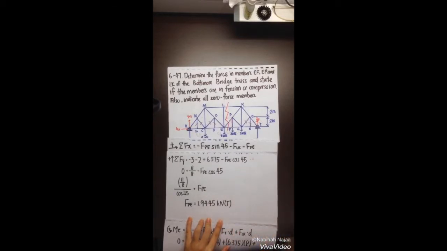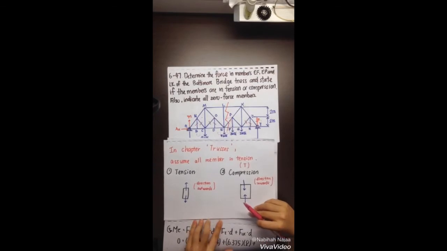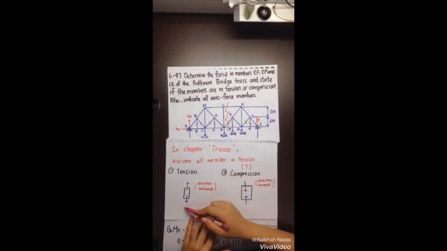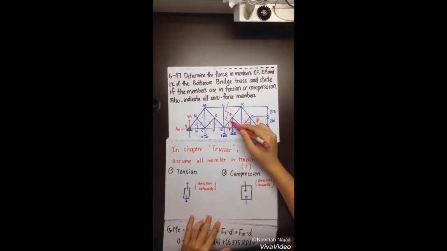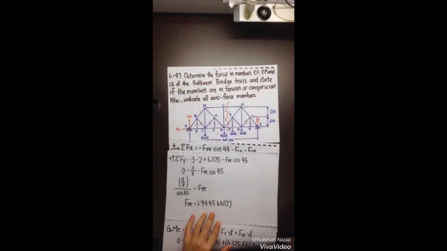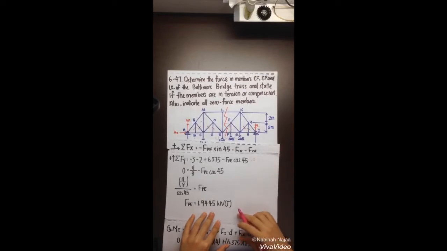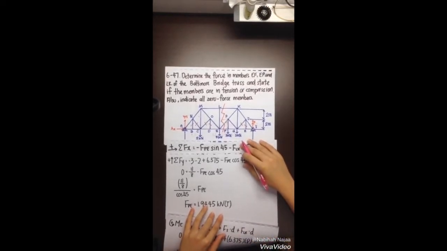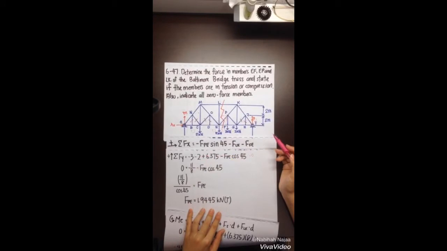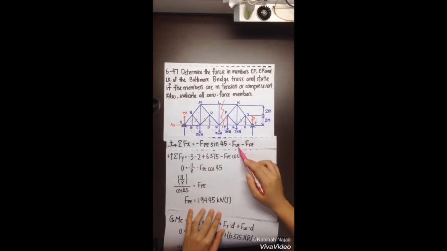As I mentioned just now, for tension the direction of force points upwards, and our force of PE points upwards. So the assumption of force of PE pointing upwards is correct, so it is tension. Remember to write tension in brackets, as the question asks you to state whether the member is in tension or compression. So PE is done. Going back to summation of Fx, can we solve it? No, because we still have two unknowns.